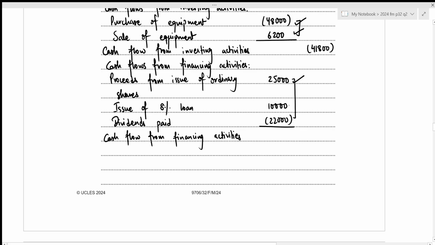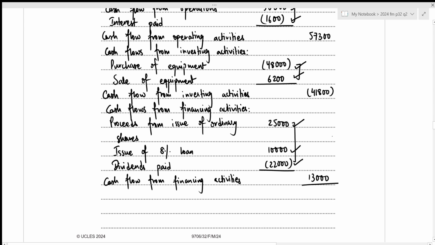So that will be 25,000 plus 10,000 minus 22,000, which results in positive 13,000. Now we need to calculate whether there was a net increase or decrease of cash and cash equivalents during the year. That will be the sum of these three values. So 57,300 minus 41,800 plus 13,000, which results in the value of 28,500. So this will be our net increase of cash and cash equivalents.